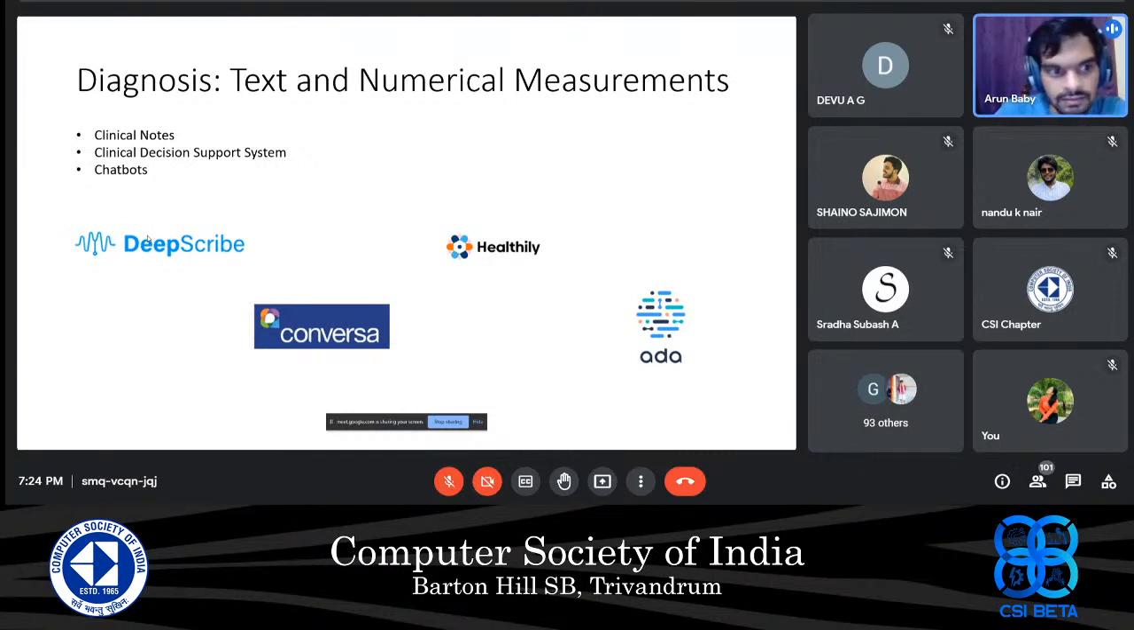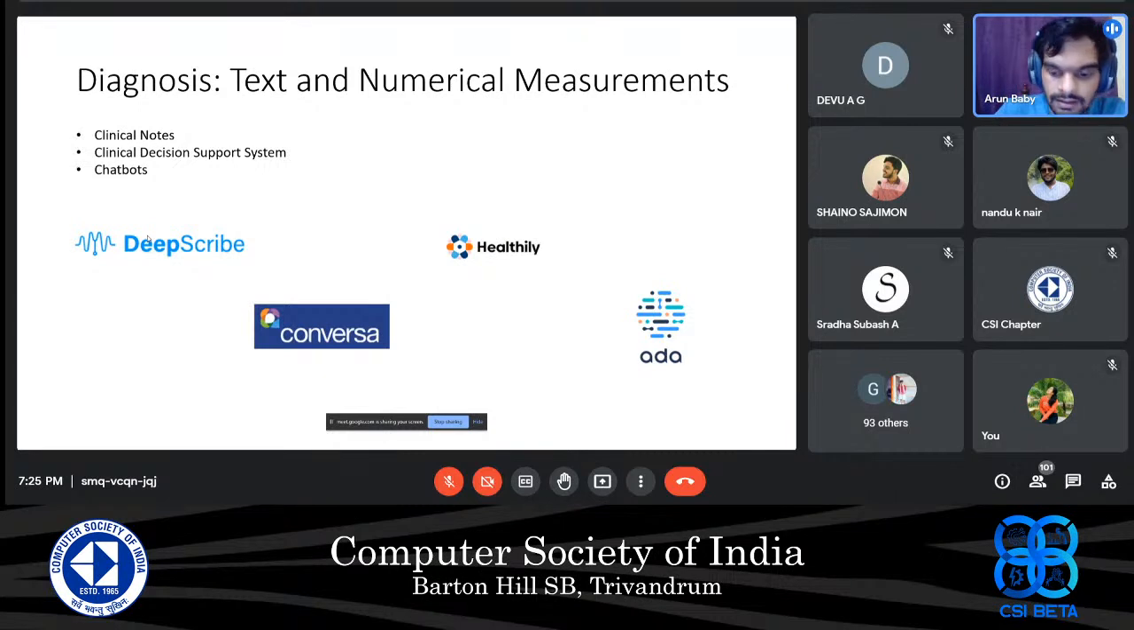Similarly, these notes can also help clinicians in making decisions, and these are integrated into an IT system, which is usually known as a clinical decision support system, where the clinical data is provided to the system, and it will produce the most recommended action plan for the patient.